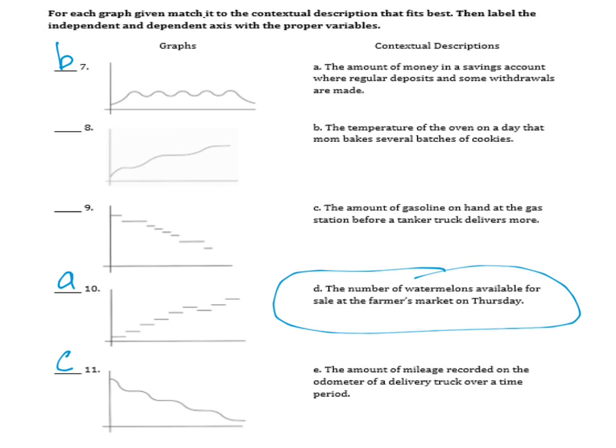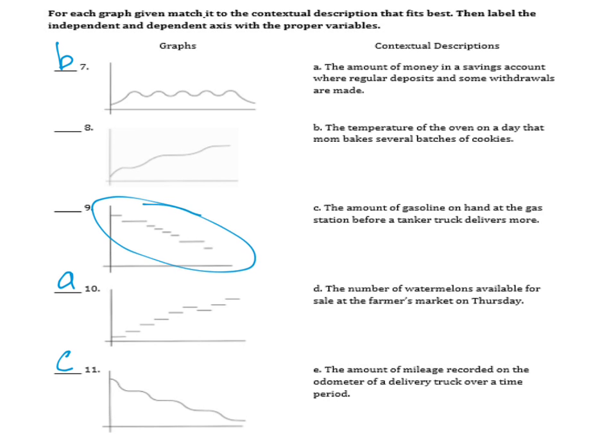D, number of watermelons available for sale at the farmer's market on Thursday, or just any day, I guess. Well, again, usually they start with a bunch and then it goes down as the day goes on. So really we only have one that's going down. This other one would be like the available watermelons going up. So really we just got 9 for D.